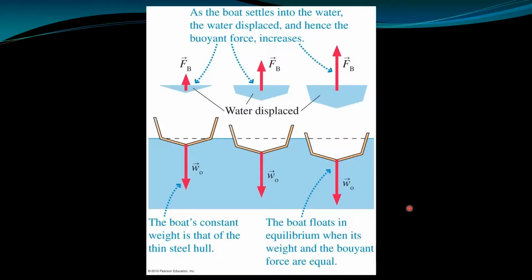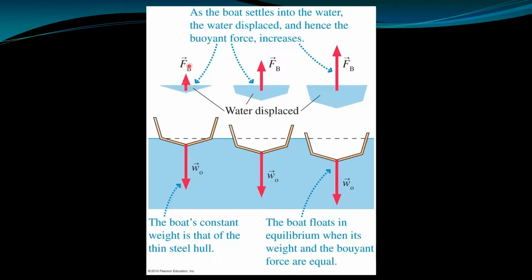So imagine this. This picture is representing a boat that's being slowly lowered into the water. As the boat first starts pushing water out of the way, it's going to start feeling a buoyant force. The buoyant force is going to be equal to the weight of the water that was pushed out of the way. So they're trying to show that this amount of water was pushed out of the way. If we could weigh that water, that would be the buoyant force.